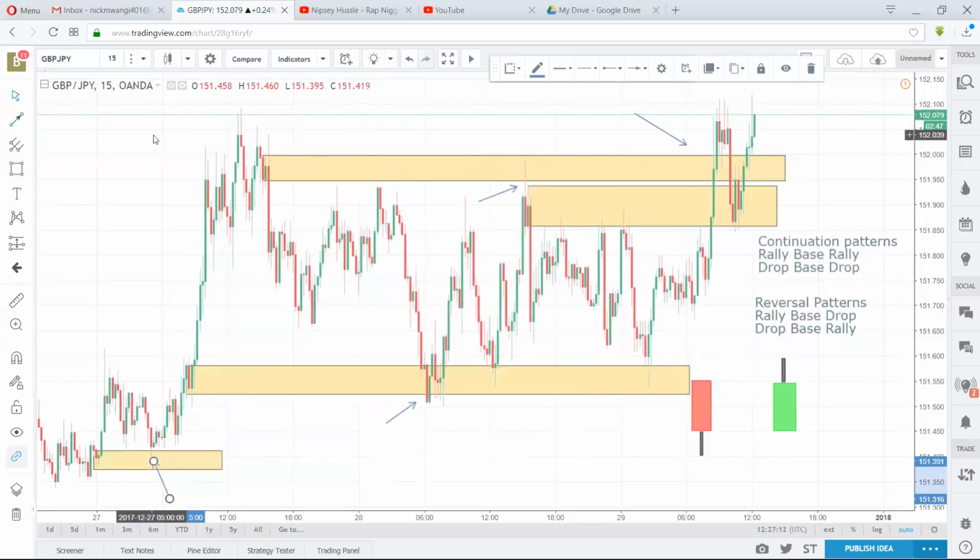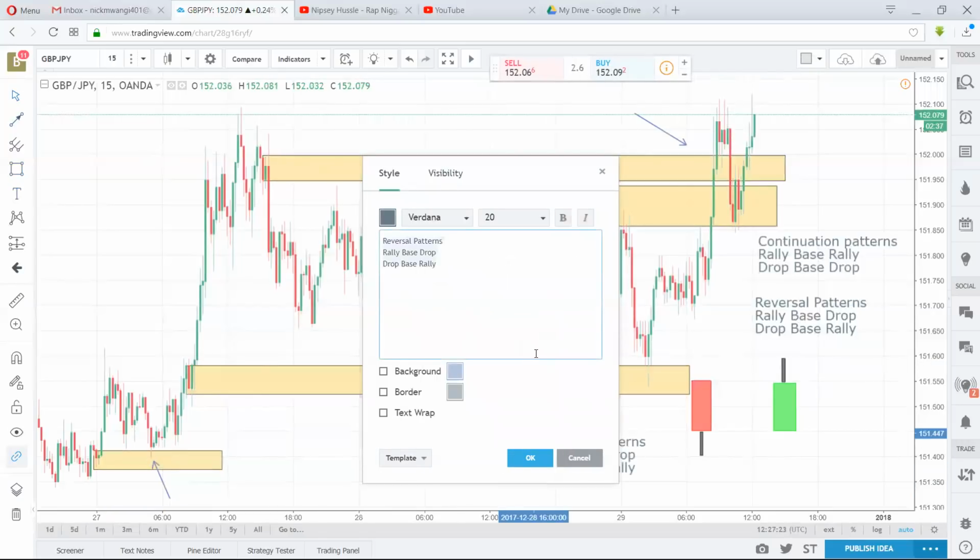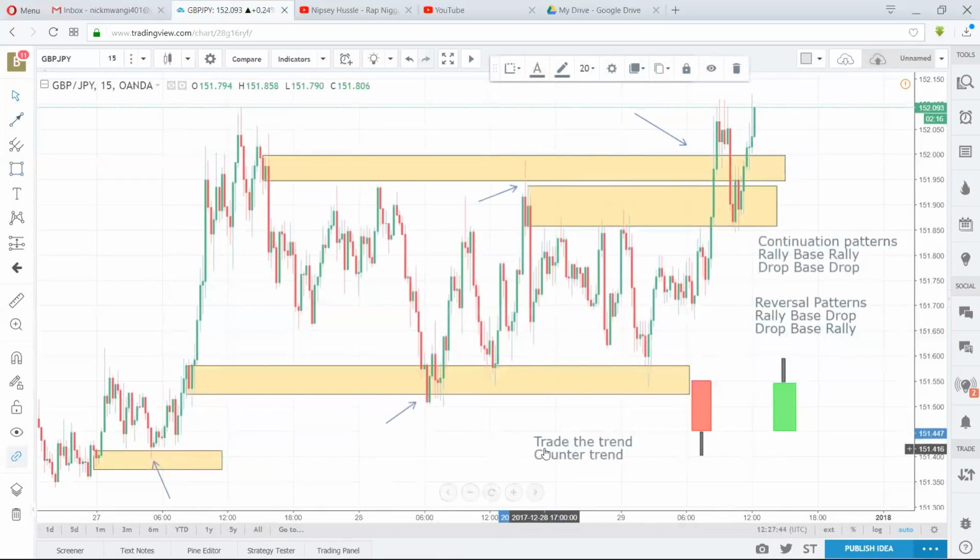Okay, so we should talk about, when trading supply and demand, we do either of two formats. That is, we trade the trend or we trade against the trend, or let's just say counter trending. So these are the two ways that we can trade. We trade the trend or we trade the counter trend.